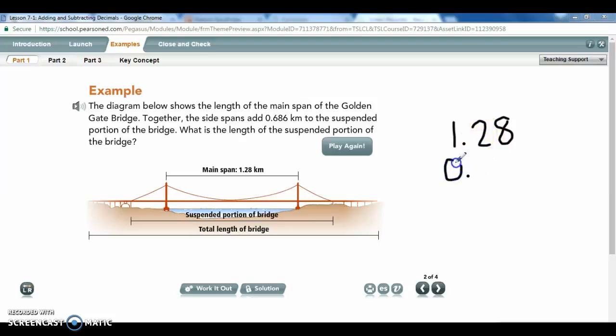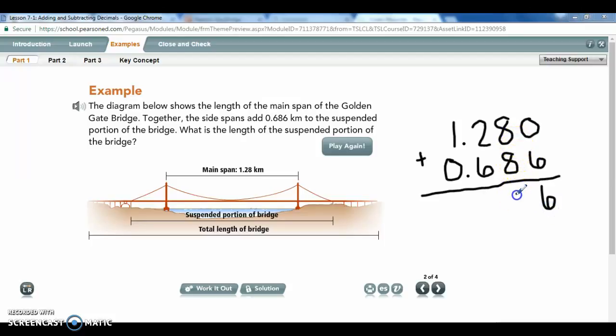So this is 0.686. I have to add, and if I look back at my steps in the previous screen, it tells us that we can add a 0 right here and it does not change our value. But that will help us to know what to do with this 6. So if I add a 0 here, I did not change the value, but I know that I can do 0 plus 6. 0 plus 6 is 6.